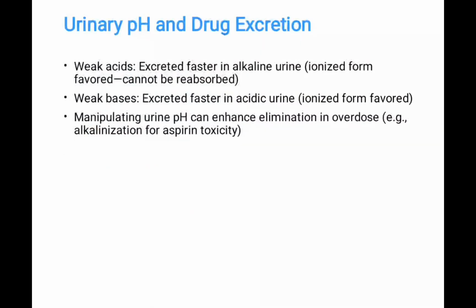So urinary pH and drug excretion. Weak acids are excreted faster in alkaline urine. Remember your chemistry, acid-base reaction from water and salt. For weak bases, they are excreted faster in acidic urine. Weak bases are excreted faster in acidic urine. Weak acids are excreted faster in alkaline urine.